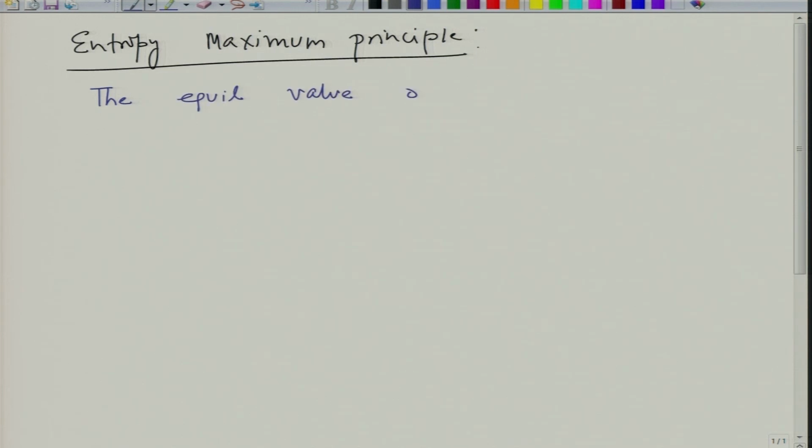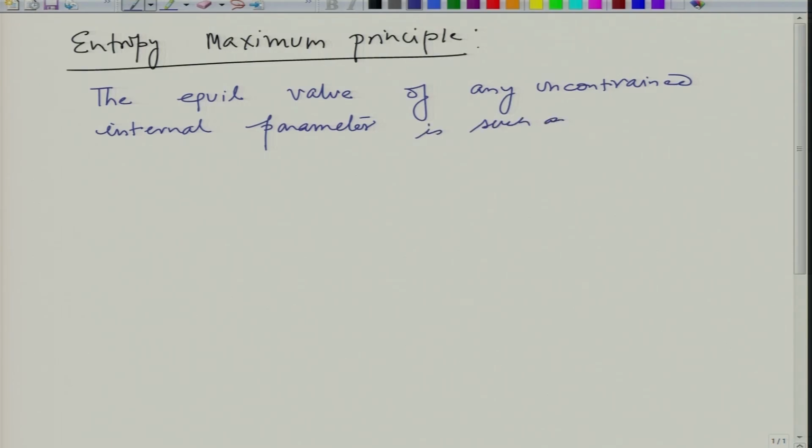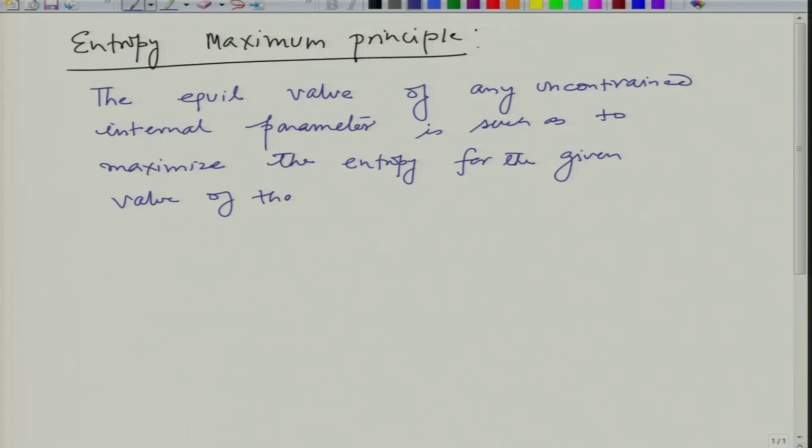So, the definition is that the equilibrium value of any unconstrained internal parameter is such as to maximize the entropy for the given value of the total internal energy.